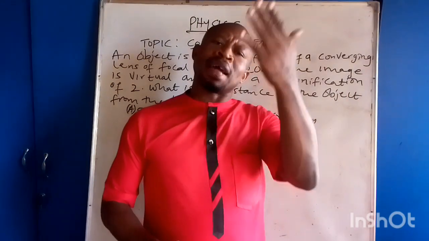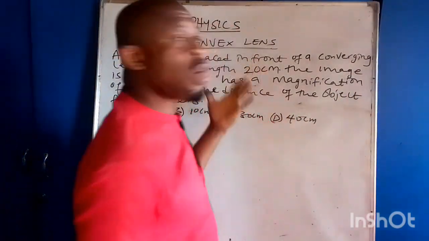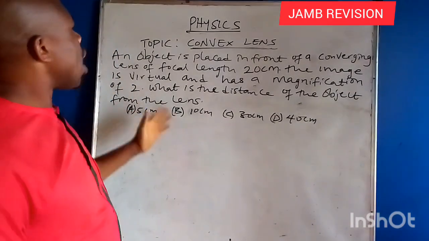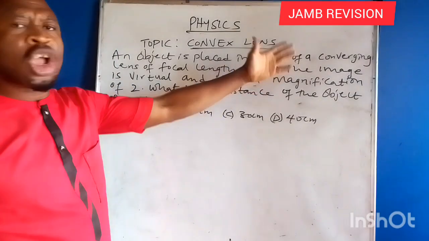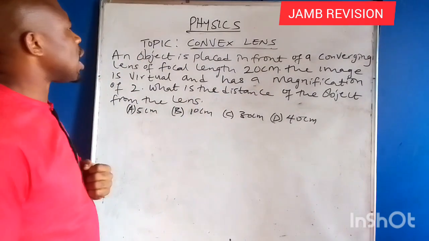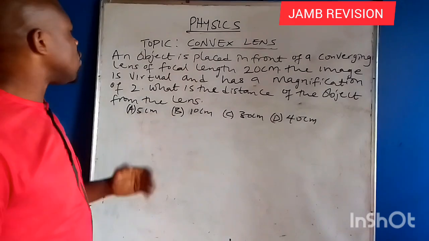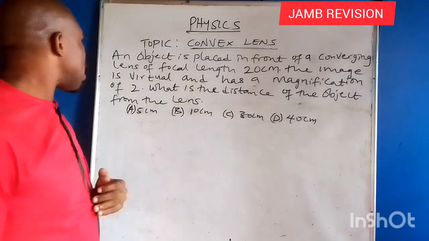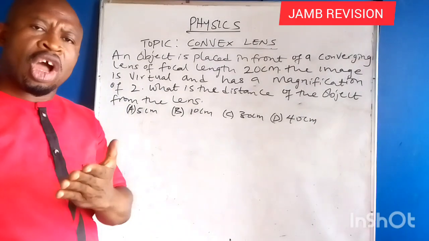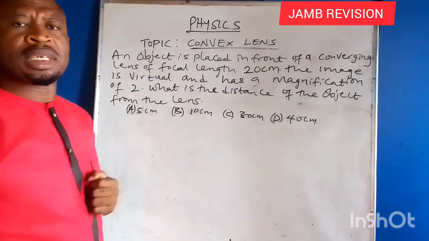Okay, let us solve this problem before us. This question says, an object is placed in front of a converging lens of focal length 20 centimeter. The image is virtual and has a magnification of 2. What is the distance of the object from the lens?